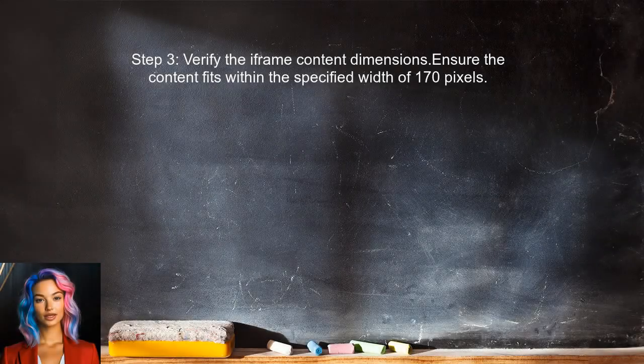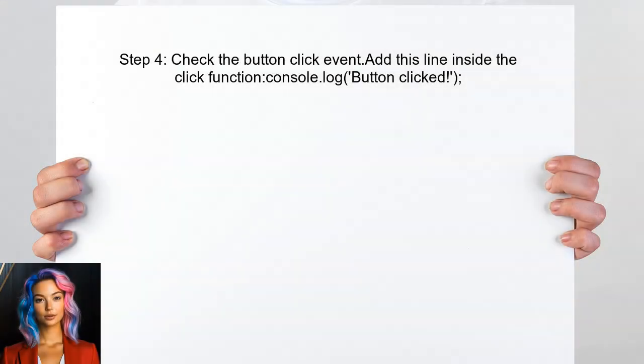After that, the user should check the dimensions of the iframe content. If the content is larger than the specified width, it may not render correctly in the PDF. Finally, the user should ensure that the button click event is properly set up. They can add a console log to check if the click event is firing as expected.